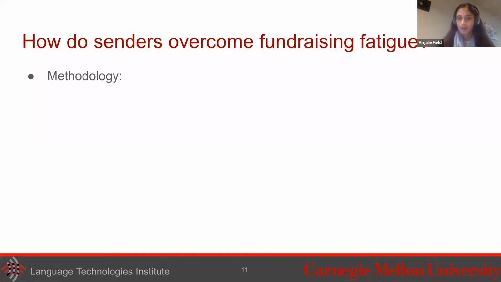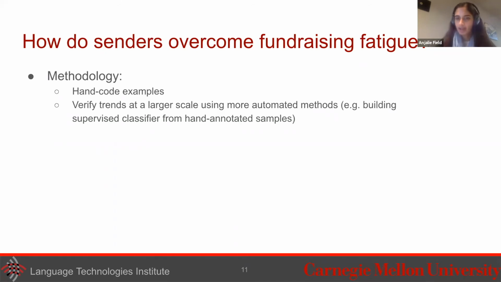And here they use a combination of methodology. So they do a fair amount of hand coding of examples. They start with just taking samples from their data and reading them and seeing what they find. Then they look at larger samples of the data set using more automated methods. So one of them is they build supervised classifiers from the hand annotated samples. Some of the strategies they're interested in looking at, they can do just through regular expressions, like does the email subject contain this phrase, things like that. So they use a combination of more manual and more automated analysis.